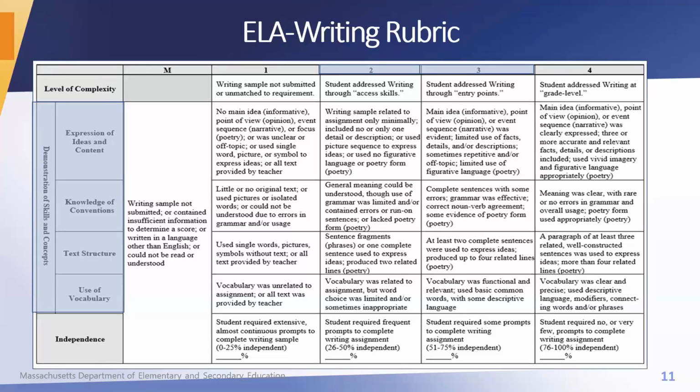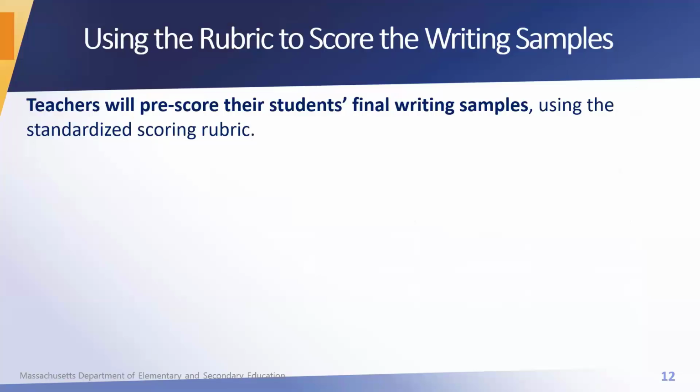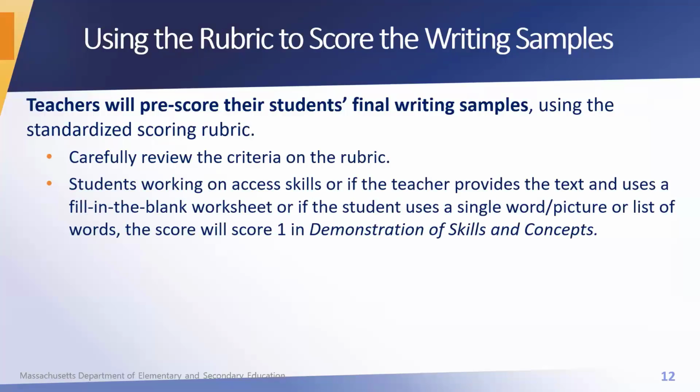And then here's the independence, and Kevin will show you how to put that in. It's just a little different online how you're going to do it. And remember, I said you will pre-score that using the standardized rubric. I just talked about reviewing it. It's very important that you review the criteria before you start so you know what you're looking for.